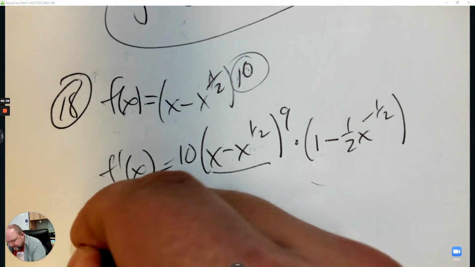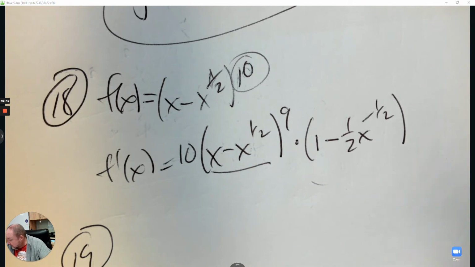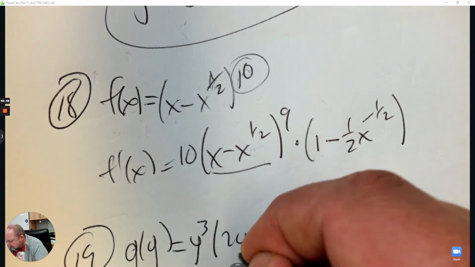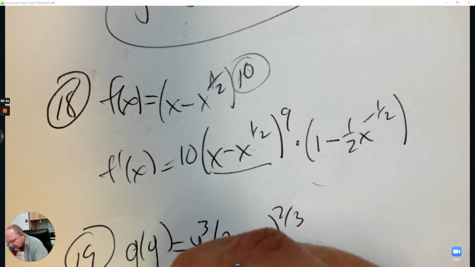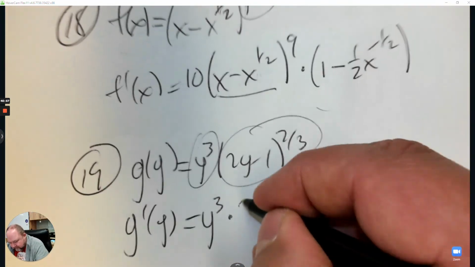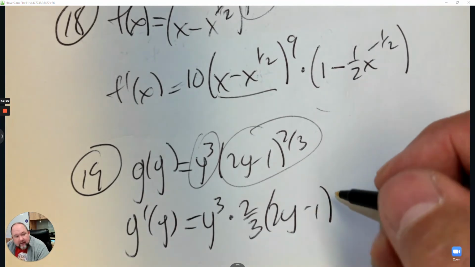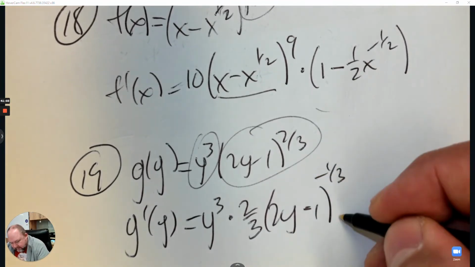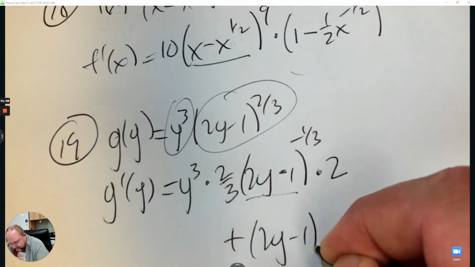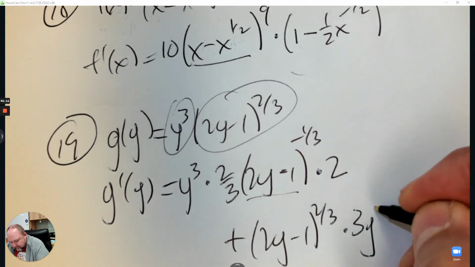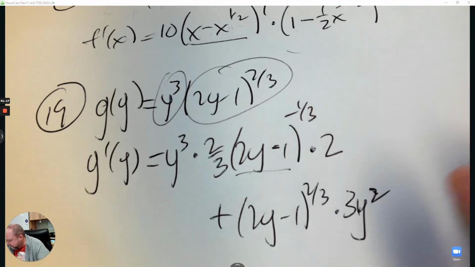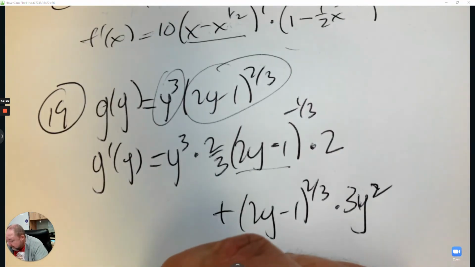Number 19. It's going to be the product rule. Good practice. So the product rule is the first times the derivative of the second. Subtract 1 to the exponent. And then the hook, the derivative of that is the hook, plus the second times the derivative of the first. And there you go. Number 20. This rule is going to be the quotient rule.